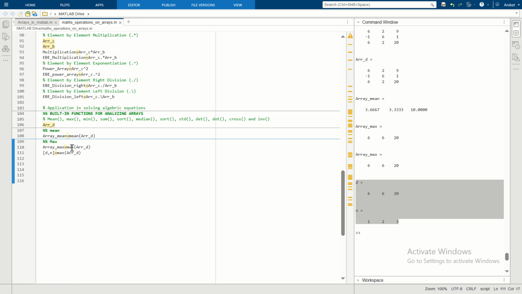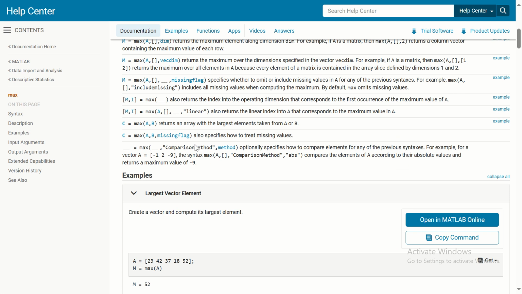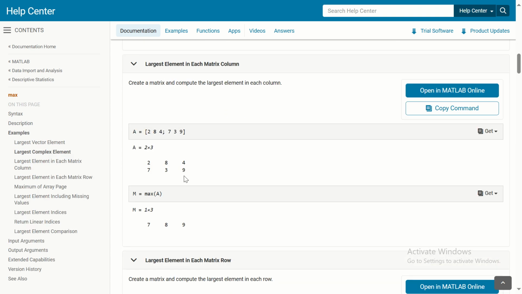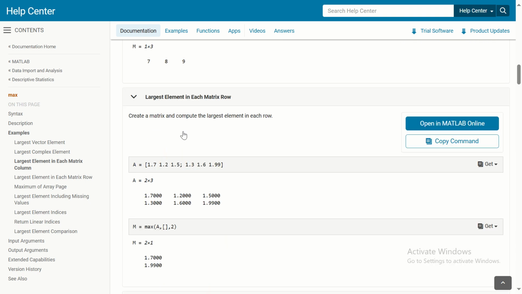Now we'll take help of this max. Okay, so the max of a vector will give a vector. Now we'll get the column wise. This is the 7, this is the 8, and this is the 9. Okay, the largest element in each matrix column.